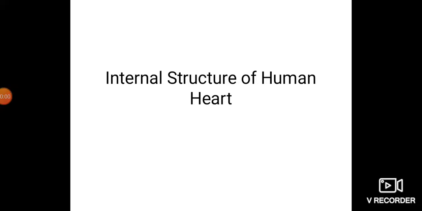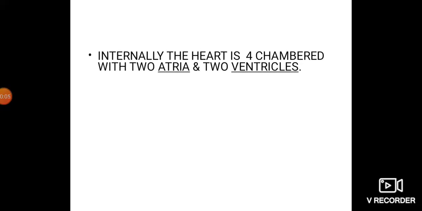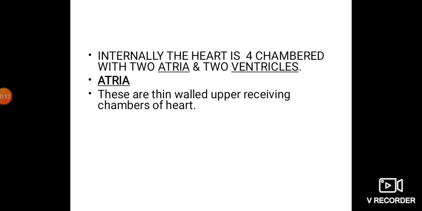Internal structure of human heart. Internally, the heart is four-chambered with two atria and two ventricles. Atria: these are thin-walled upper receiving chambers of the heart.